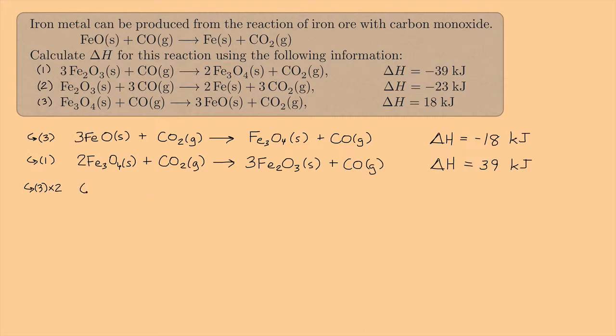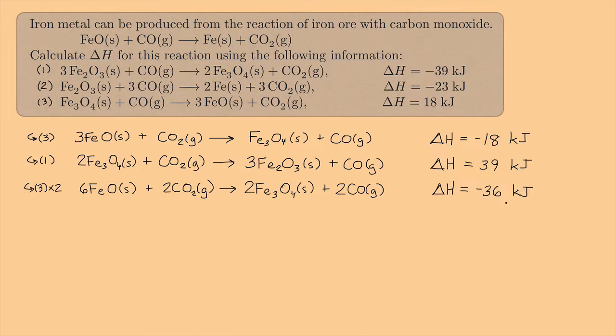So this is going to become 6 FeO solid plus 2 carbon dioxide gas. It's going to give me 2 Fe3O4 solid plus 2 carbon monoxide gas. And since I multiplied this by 2, I'm going to have to multiply this negative 18 by 2 as well. So that's going to be negative 36 kilojoules.